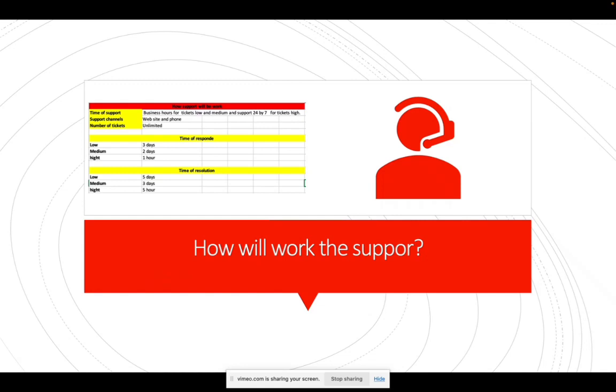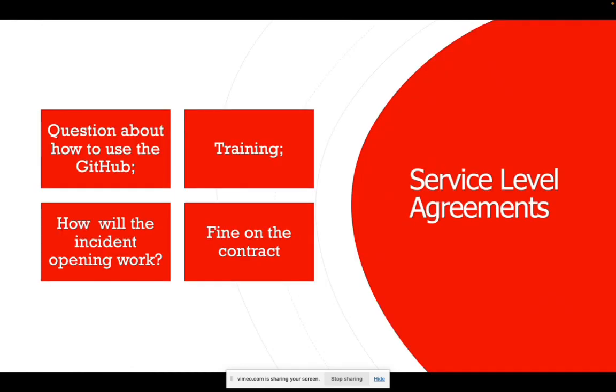The number of tickets is going to be unlimited. The response time for low tickets is going to be 3 days, middle 2 days, and high 1 hour. The resolution time is going to be 5 days for low, 3 days for middle, and 5 hours for high. Questions about how to use the system have to be answered by opening a ticket by phone or website. The users will have 100 hours of training on how to use the system.